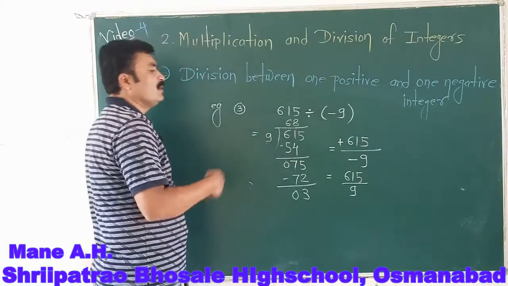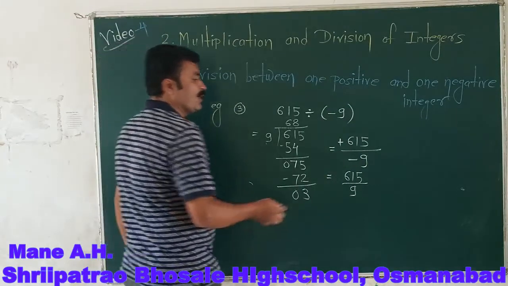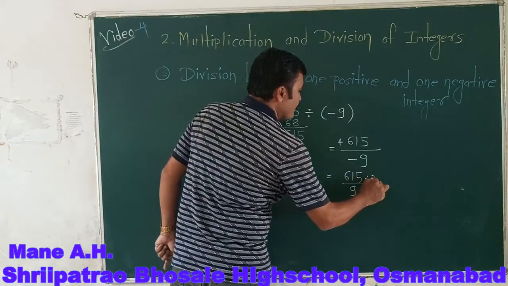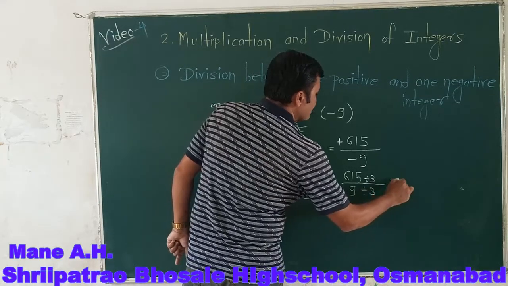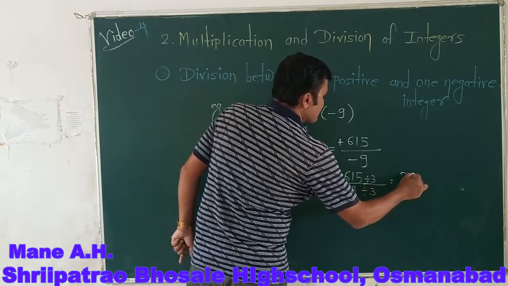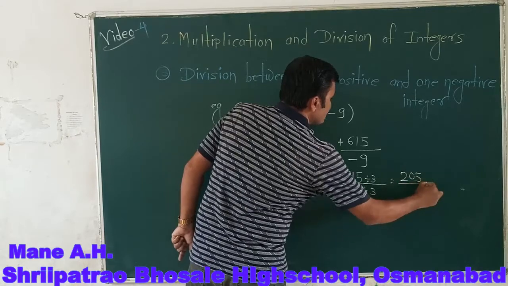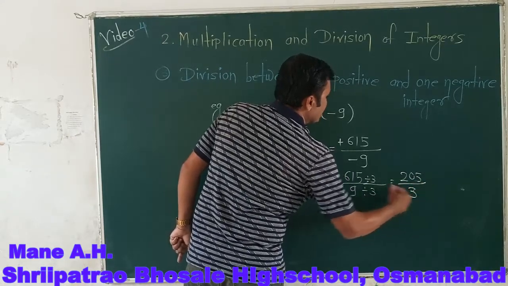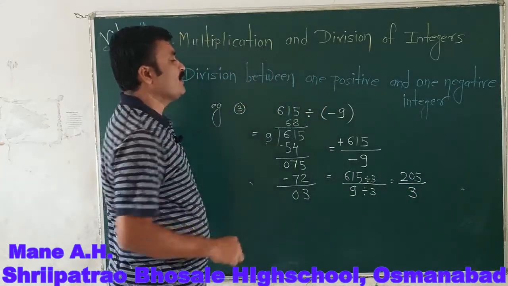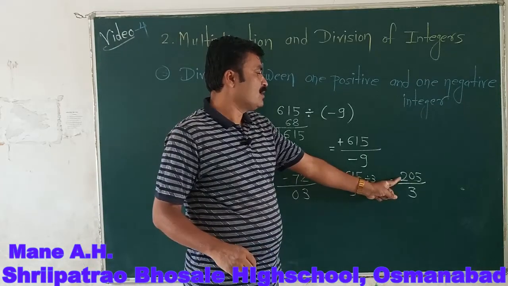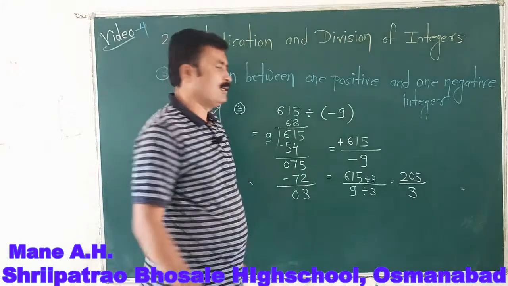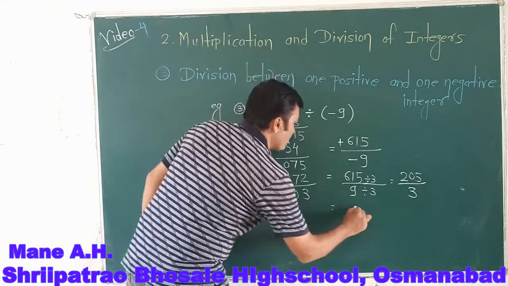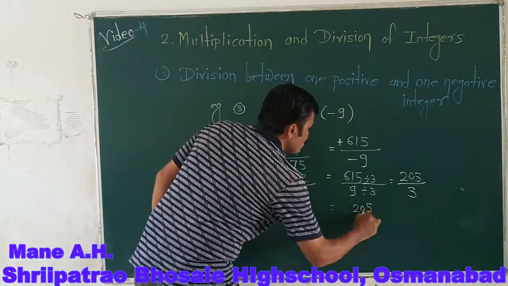Both numbers are divided by 3 here. 615 divided by 3 and 9 divided by 3. So 3 2s are 6, 3 5s are 15 and 3 3s are 9. So after taking the reduced form we get the number as 205 upon 3. So this is the quotient here, 205 upon 3.